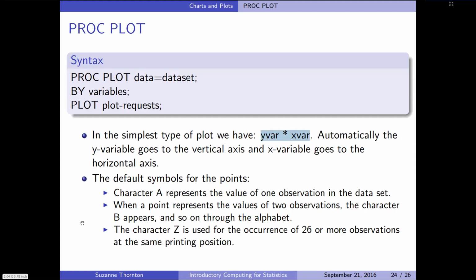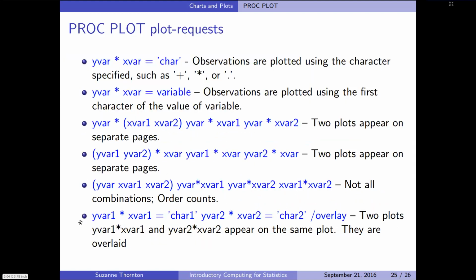Here are some important examples that will be used in the plot request. The first one is the simplest one. It's simply the plot of the y variable against the x variable. The character here, you can type in like plus, minus, star, or whatever. The observations will be plotted using the characters specified here, such as what I have talked about.